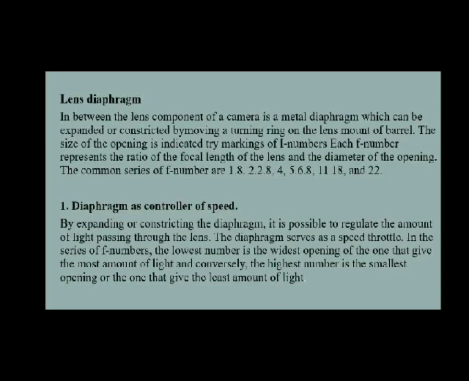So, let's proceed to the diaphragm as controller of speed. By expanding or constricting the diaphragm, it is possible to regulate the amount of light passing through the lens. The diaphragm serves as a speed throttle. In the series of F numbers, the lowest number is the widest opening, the one that gives the most amount of light, and conversely. The highest number is the smallest opening, or the one that gives the least amount of light.